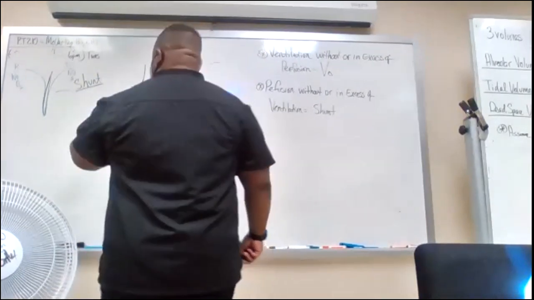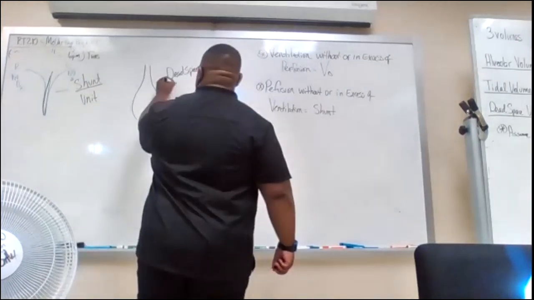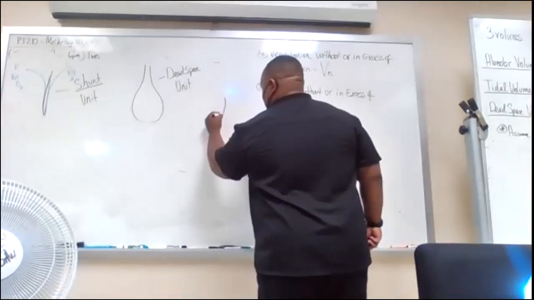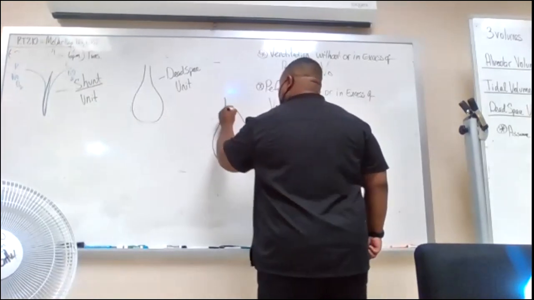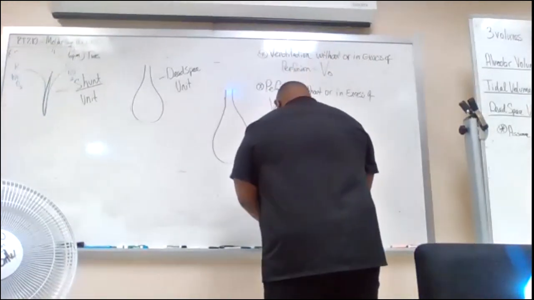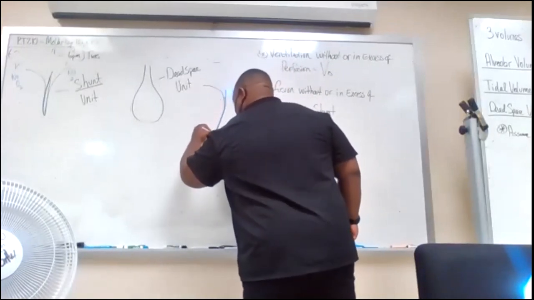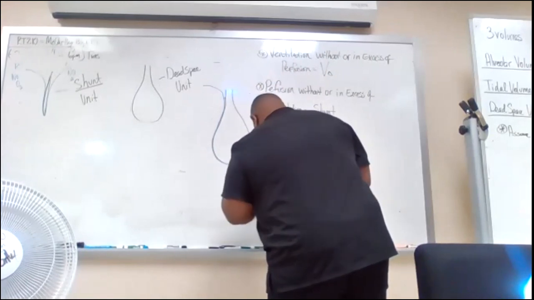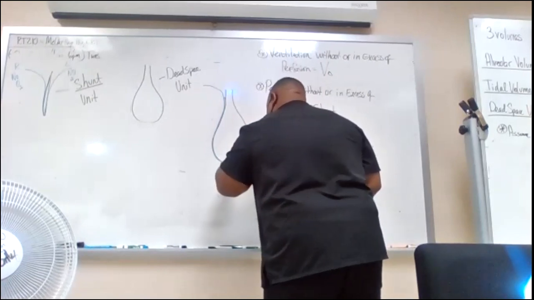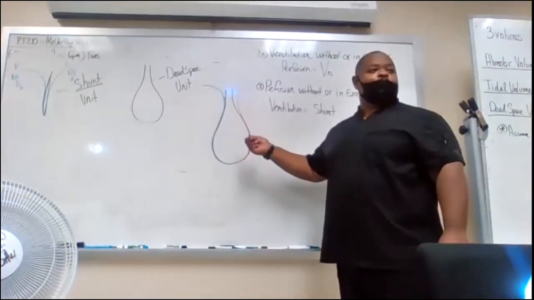All right. So let's just go ahead and say this is a shunt unit. Unit in the alveoli. This is a dead space unit, right? And then this one here, let's look at this one. Wide open, right? And then we have the oxygenated blood comes in, and then oxygenated blood leaves. Right? That's a normal unit.